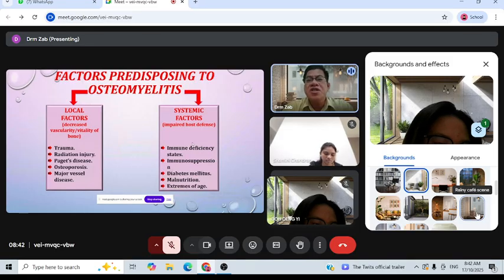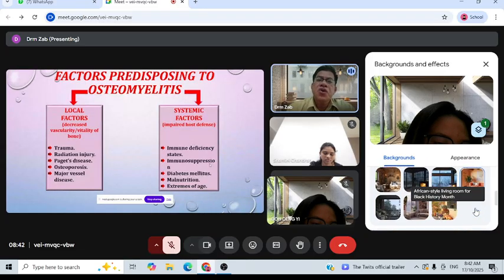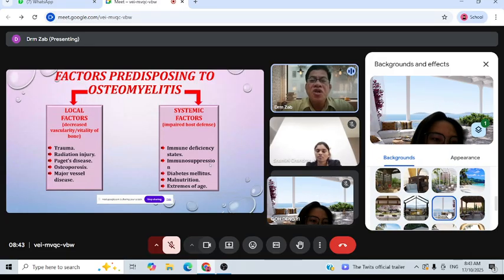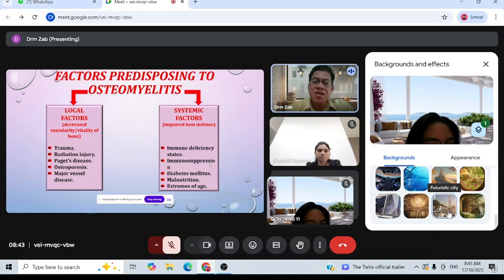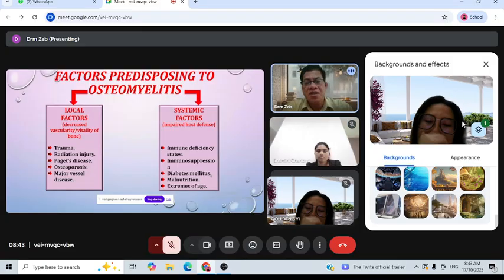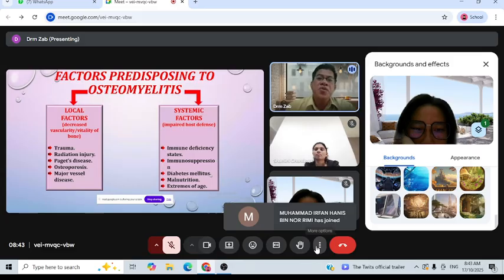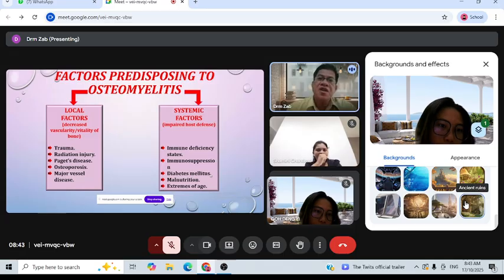Looking at the systemic factors, anything that can affect the immune system can impair the host defense mechanism. A patient who is immunosuppressed, for example, a patient who is on chemotherapy. A patient on chemotherapy has immune depression. So that can also predispose the patient to osteomyelitis. Diabetes mellitus, a poorly controlled diabetic patient has a high potential for osteomyelitis. And a patient who is malnourished and the elderly are more predisposed to osteomyelitis compared to younger patients. Right? So these are the local factors and the systemic factors that you should know.